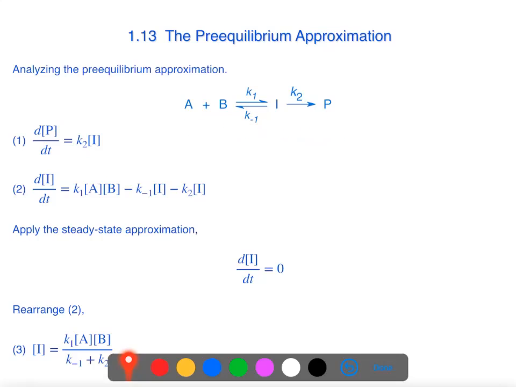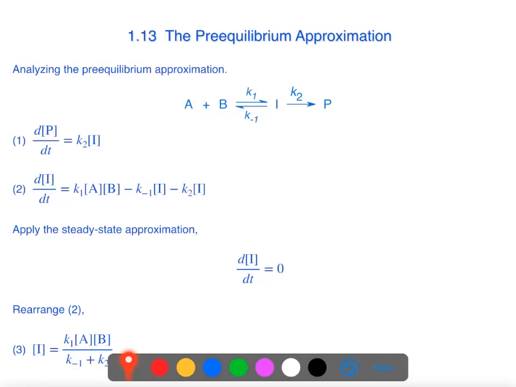Let's apply the steady state approximation to this mechanism. If we solve for the rate of product formation, it's going to be equal to k2 times the intermediate concentration. And because I is an intermediate, we must solve for its concentration and substitute that term into this expression. So we must solve for the rate of change of the intermediate concentration with time as well.